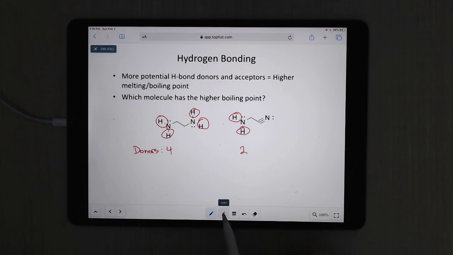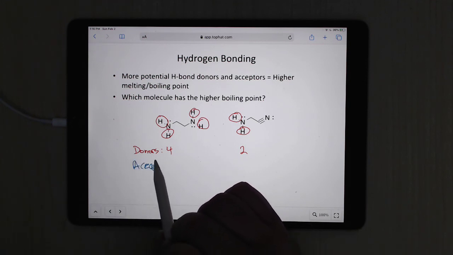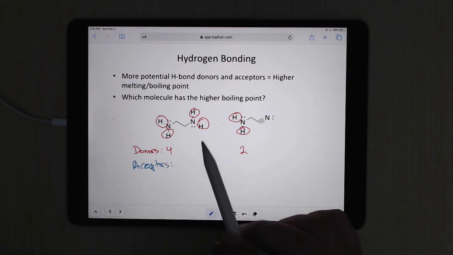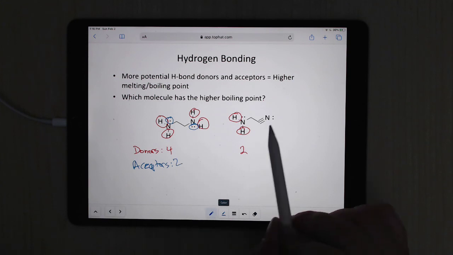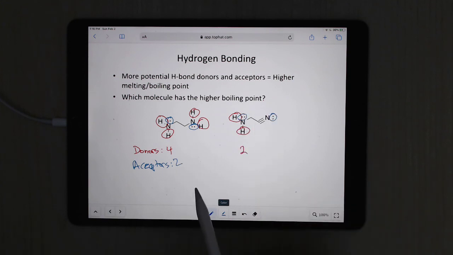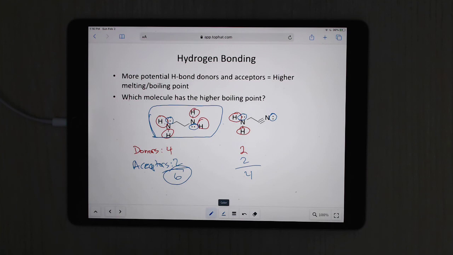And then for acceptors, how many sets of lone pairs do we have? Well, 1, 2. So this has 2. This one also has 2 sets of lone pairs, and so this would be 6, and this would be 2, so 4. And so this has more of everything, and so this would be the higher boiling. This would be the higher boiling.